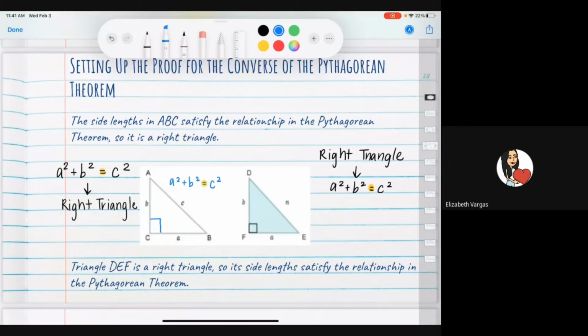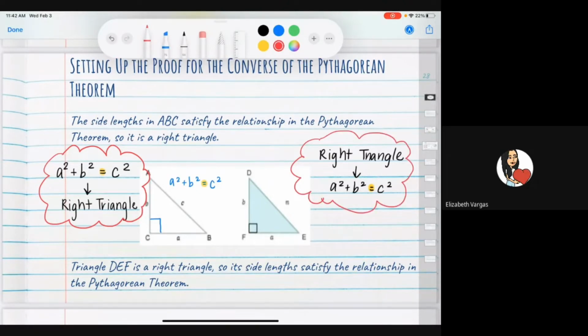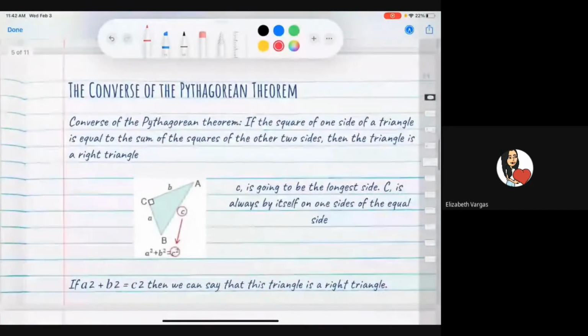Pretty straightforward. And so we would use this idea to prove that a triangle is a right triangle, and then we would use this idea to find the missing side of a right triangle. That's basically the takeaway here. Okay.